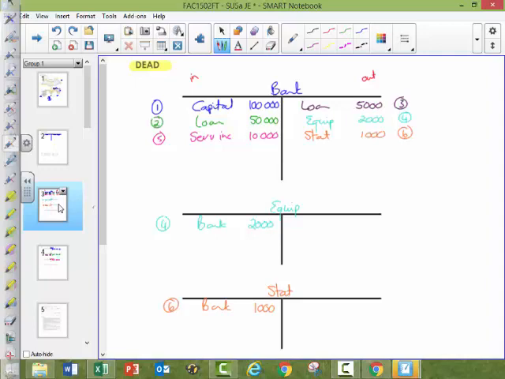So while we cross-reference, if you look at your bank account, you can see I've received money for capital, I've received money as a loan, I've received money for services. On the payment side, I've paid back some of the loan, I've paid for equipment, I've paid for stationery.